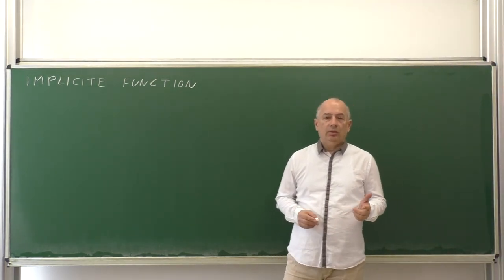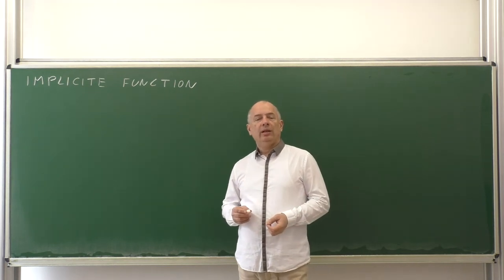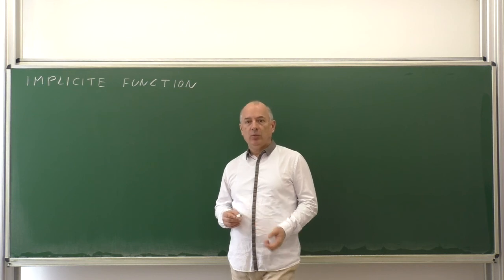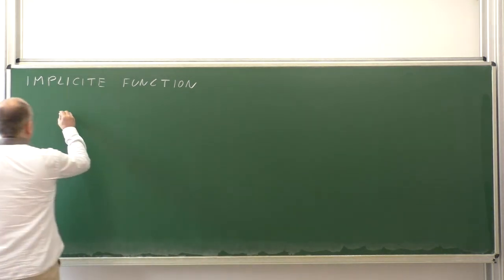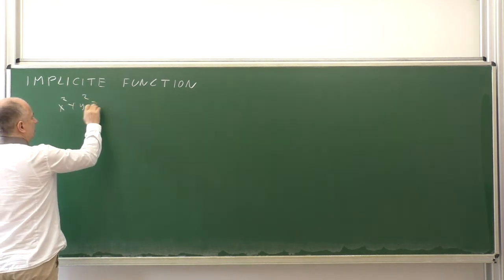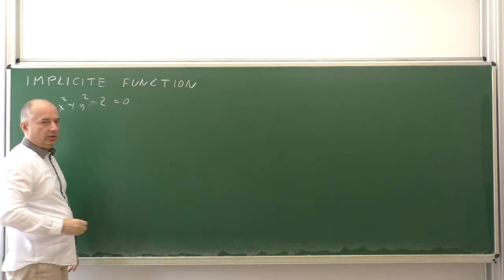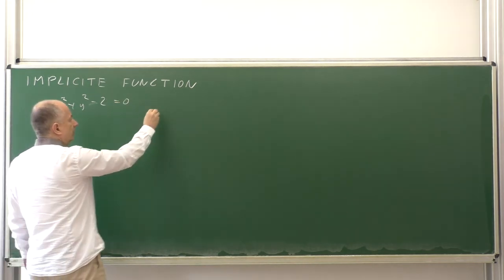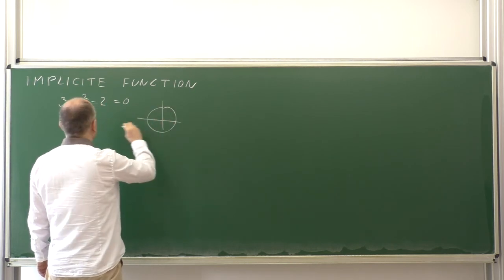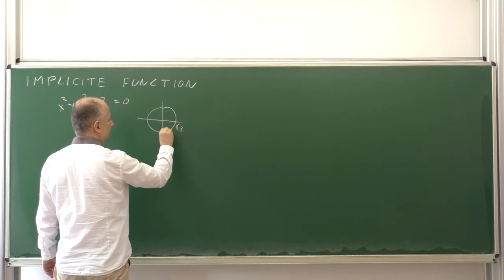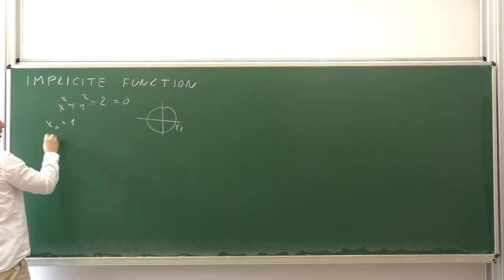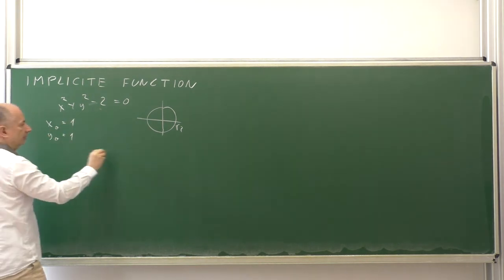Let me illustrate how to work with the implicit function in an easy case where the function can be written also in the explicit way. Consider the equation x squared plus y squared minus 2 is equal to 0. This is the equation of a circle with radius square root of 2. And consider the point x0 is 1, y0 is 1.